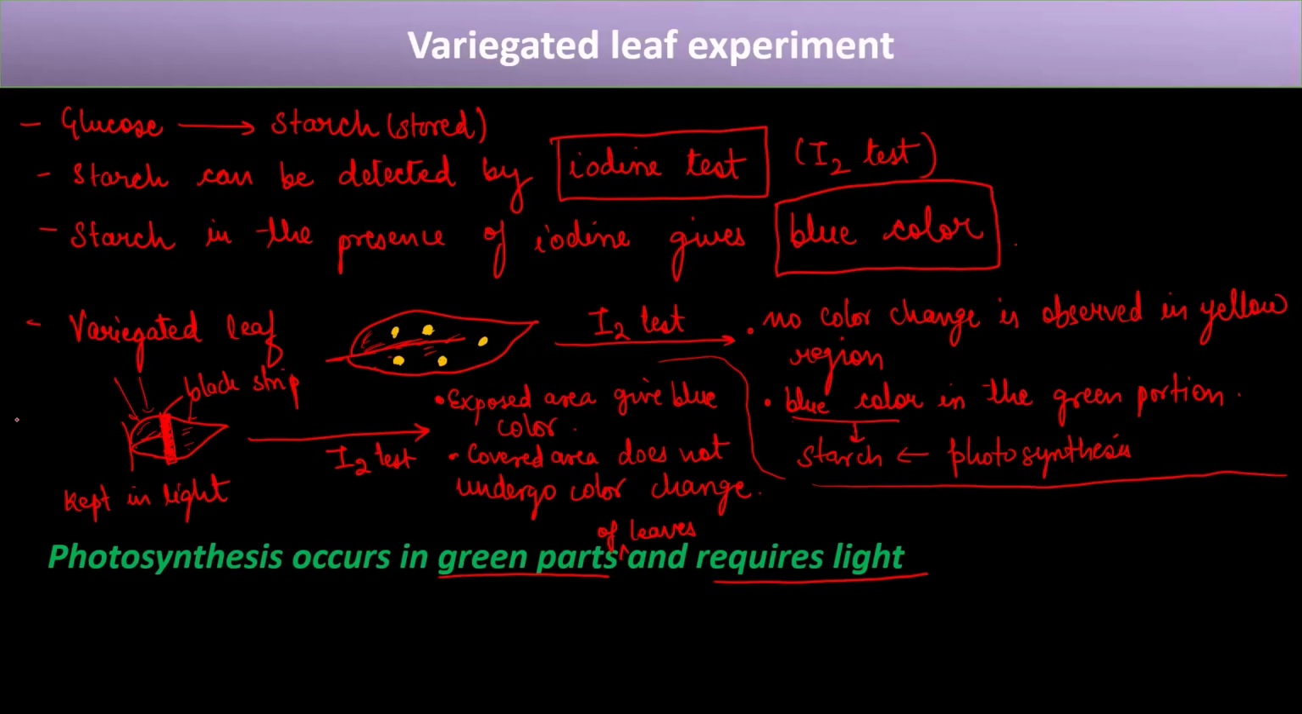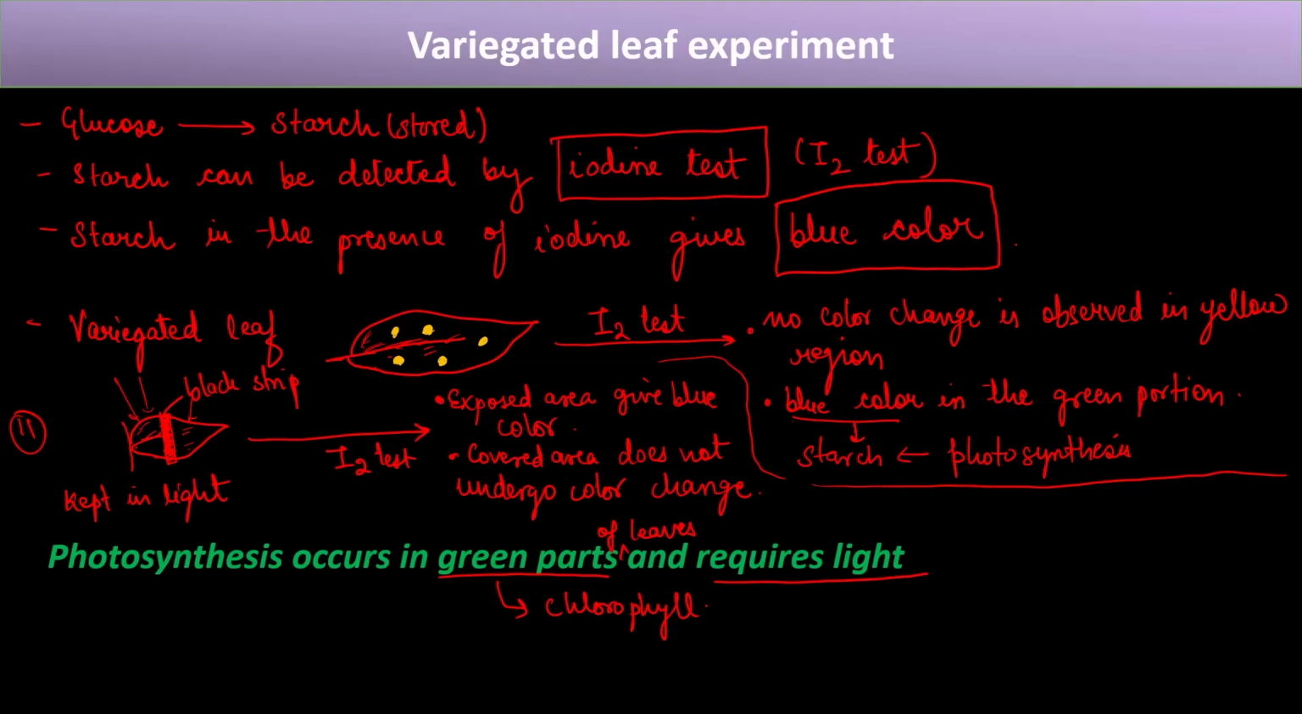Because from the second experiment, what we saw is that when the leaf was covered with the black strip, no photosynthesis was happening, and in the region exposed to light, photosynthesis was happening. Now, what is responsible for the green color of the leaf? The green color comes from chlorophyll. So this proves the second point as well, because chlorophyll is also important for photosynthesis.